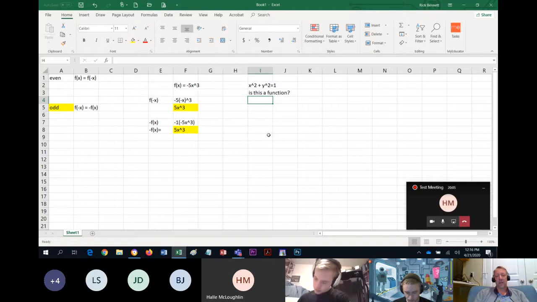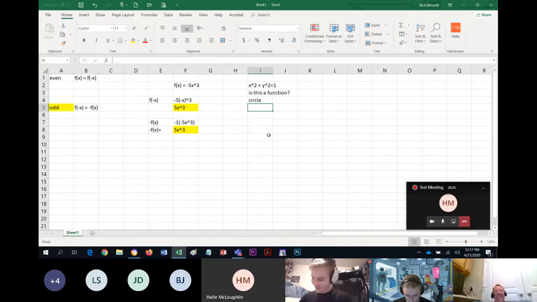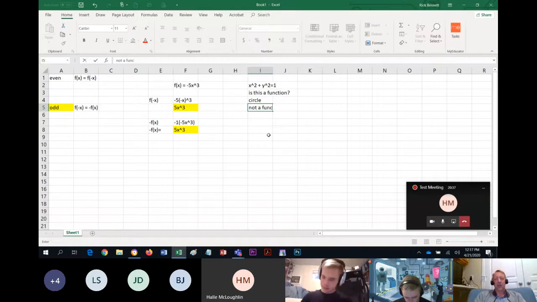What does it look like if you were to graph it? An ellipse. It's a special ellipse that has a special name. A circle. It's an ellipse that looks like a circle, and so your foci are at the center. But yes, so is it a function? It's not a function because a circle fails the vertical line test.